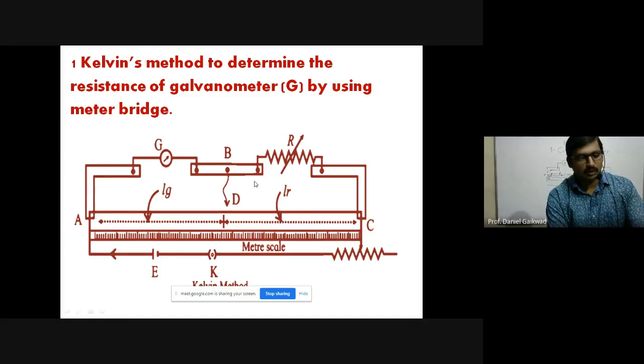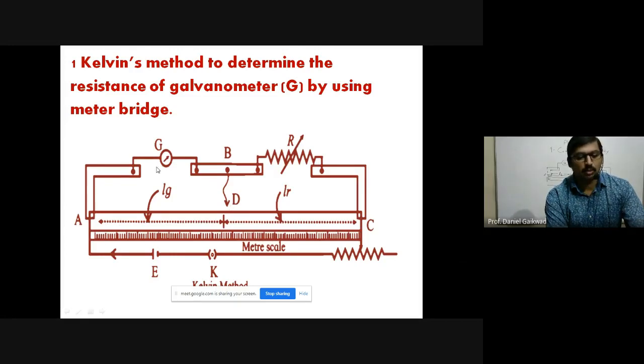Here we have one more thing. Point B is directly connected to the jockey, and that jockey will be used to find the deflection, and that particular point on the meter bridge wire is point D. So we have 4 points. Check carefully: point A, B, C, and D, and corresponding 4 resistances.